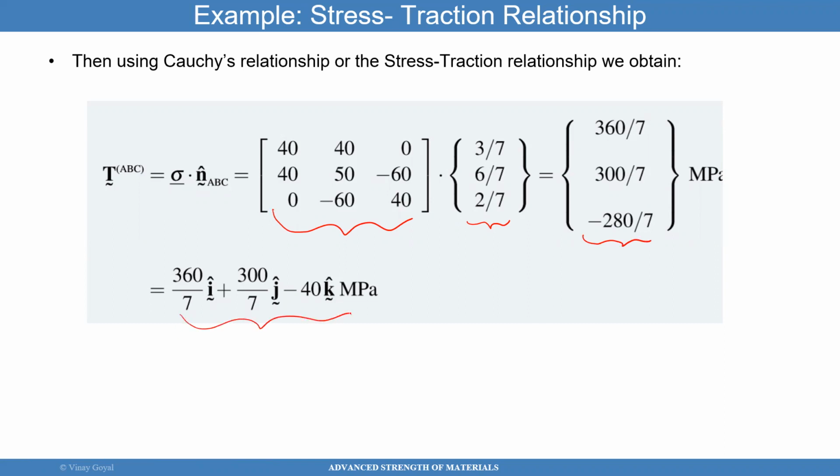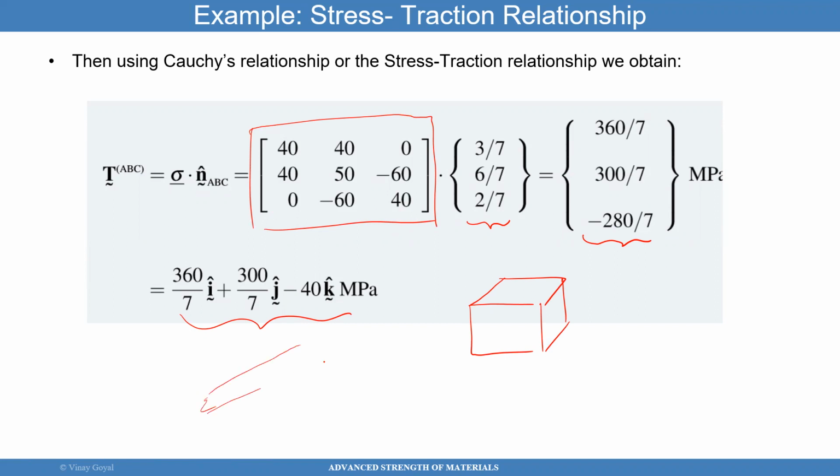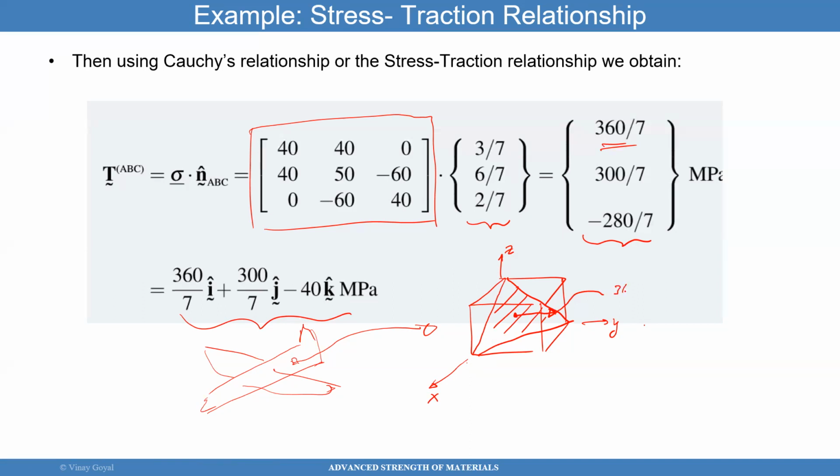In other words, if I were to take a cube, and the state of stress was defined by this stress state here, and that cube was taken out of, say, an airplane, and I were to take a slanted surface and look at the tractions acting on it, let's say this is X, this is Y, and this is Z. The traction component in the X direction goes that way, and it has a value of 360 divided by 7.